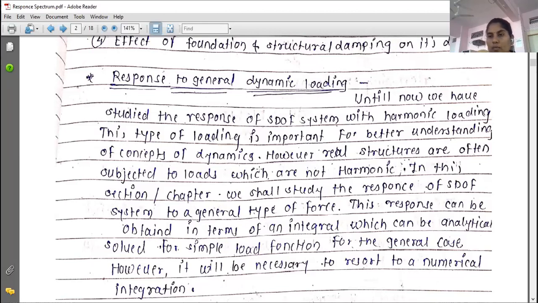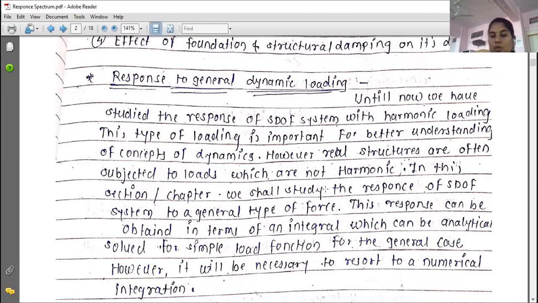Okay, this type of loading part we have completed in the last lectures, but for better understanding we have to go for the response spectrum theory. However, real structures are often subjected to loads which are not harmonic. In this chapter, we have to study the response of a single degree of freedom system to a general type of force.